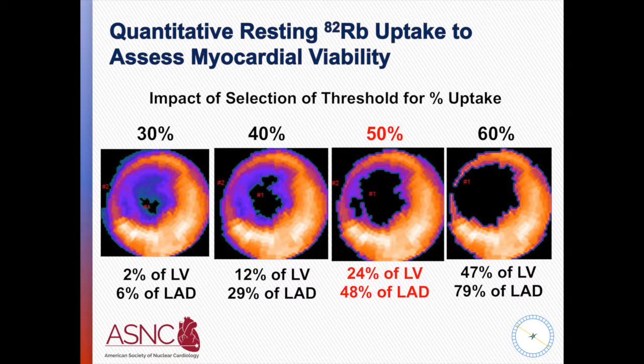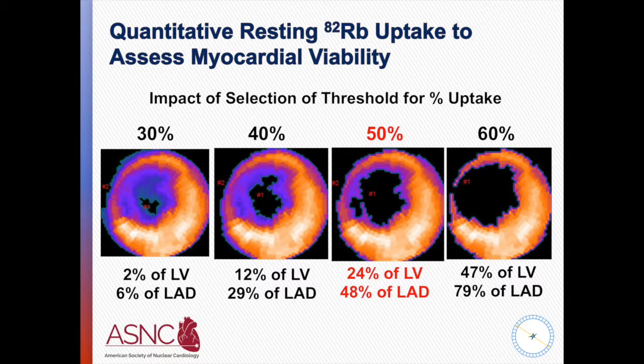For example, as you see on the left of the screen, if we were to choose a 30% threshold comparing regional tracer activity in the LAD territory to the normal reference regions, you'll see that we would come up with an impression that most of the myocardium is viable and only 2% of the left ventricle would fall below this threshold, and only 6% of the LAD territory.